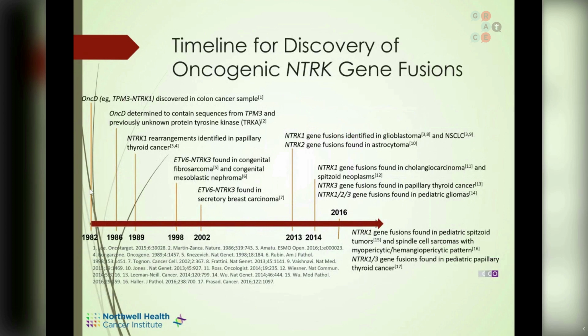So this is the timeline of discovery. Back in 1982 was when the first fusion was detected. This was the TPM3-NTRK1 in a colon cancer specimen. It took so many decades for it to be recognized as an oncoprotein and for it to be targeted for medication.